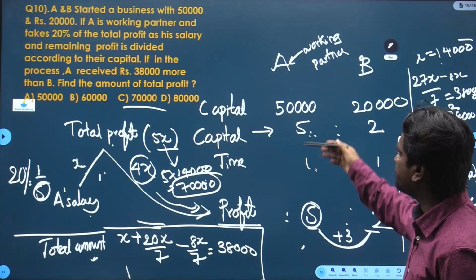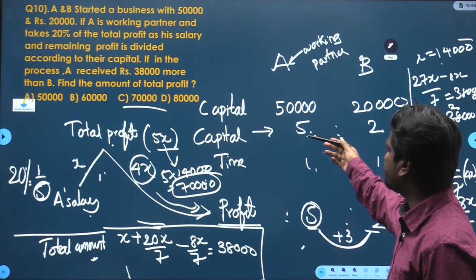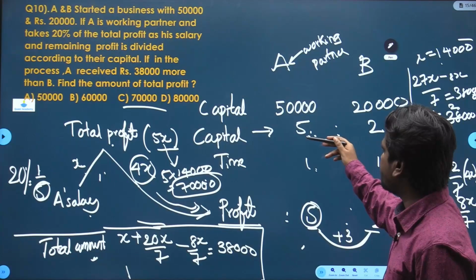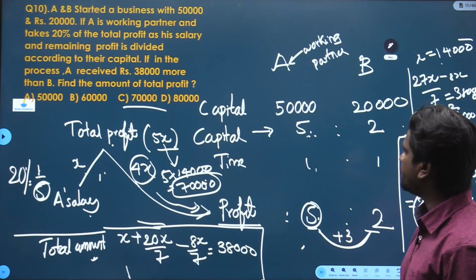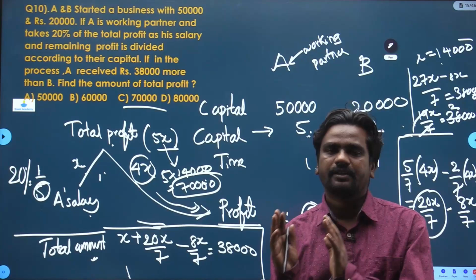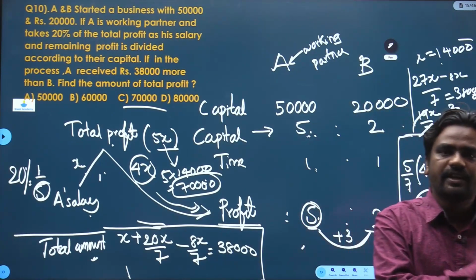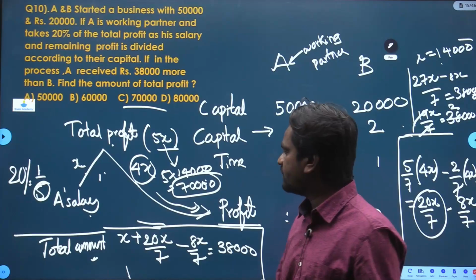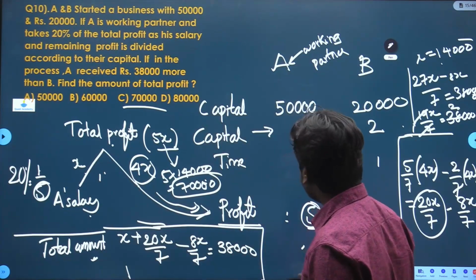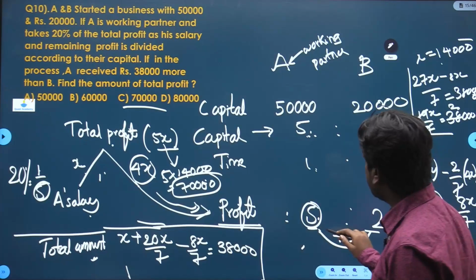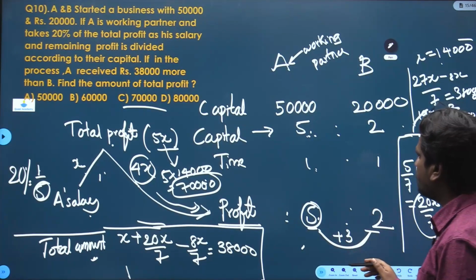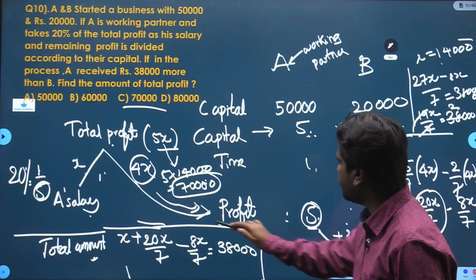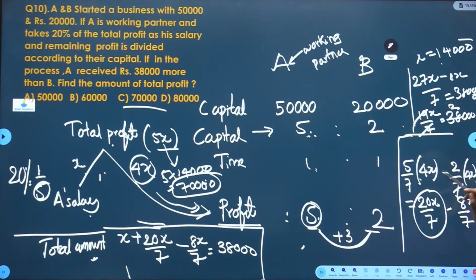What are the business rules? They are putting in their capital in the ratio of 5:2, so their profit is also in the ratio of 5:2. One share is for putting his capital in the business, and second for working in the business as a working partner. So he is getting x plus 20x by 7. His profit is 5 by 7 into 4x, that is 20x by 7, and B's profit is 2 by 7 into 4x, so 8x by 7. This is A's profit, this is B's profit.